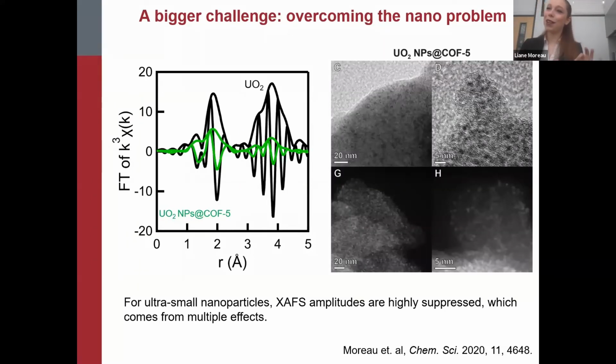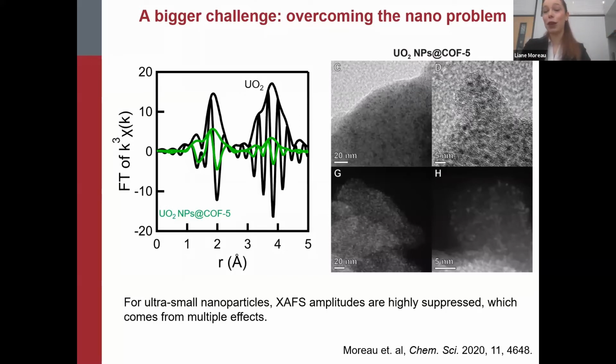So that's the radioactive problem. It's still a problem. We still need to figure out better ways to contain materials, but to some extent that's solved. There are things that we can in fact do. Then there's the nano problem, which is not just specific to actinides. It's generally a problem that persists, which is that for very small nanoparticles, XAFS amplitudes are suppressed.